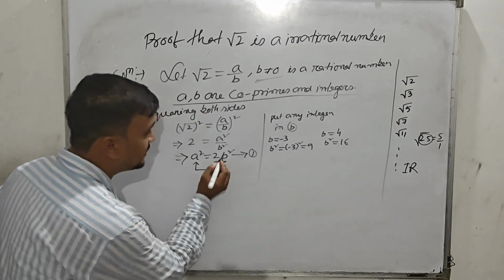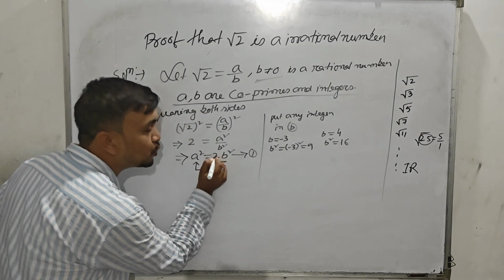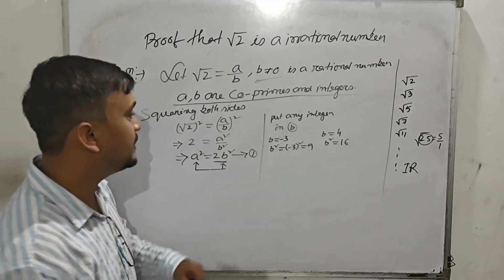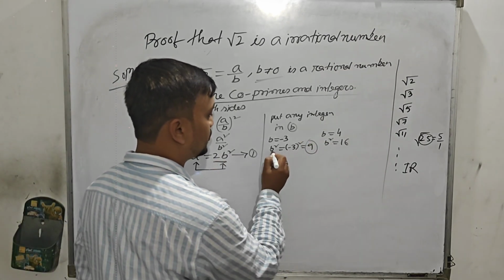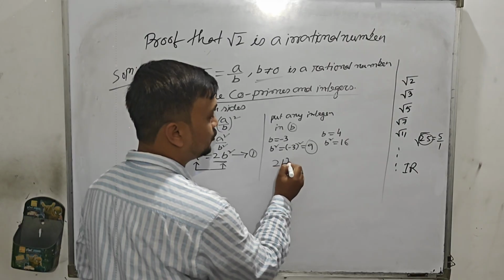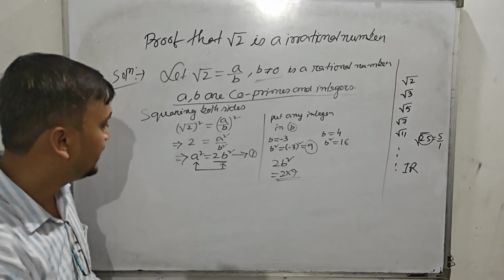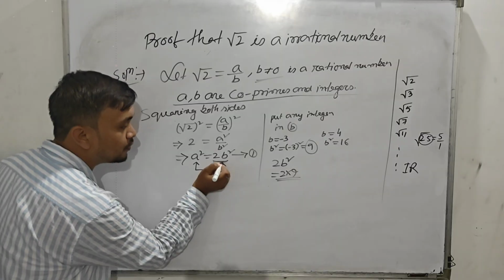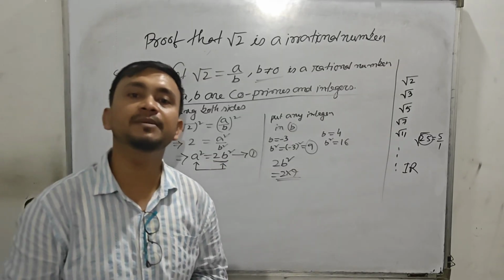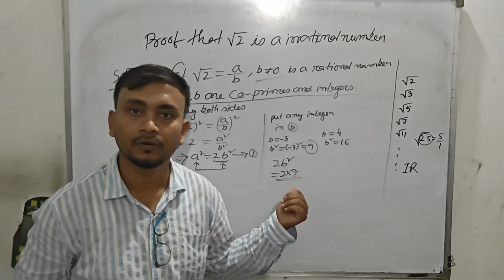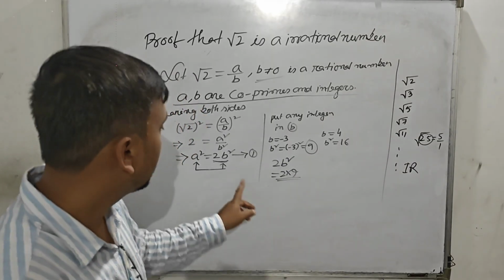Anyway, this b square is multiplied with 2. Suppose b square value is 9. But I have 2b square. That means it will be 2 into 9. That means this entire term 2b square will always be divisible by 2, or always will be a multiple of 2. Let me explain once again.